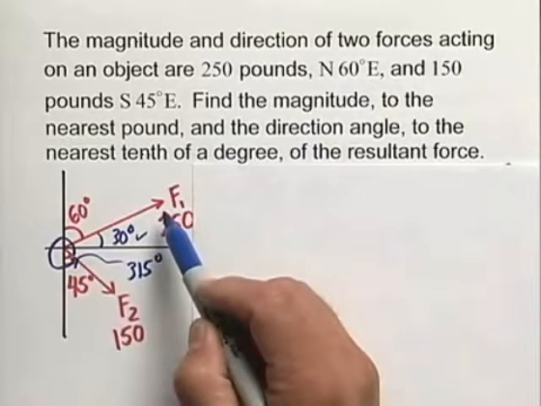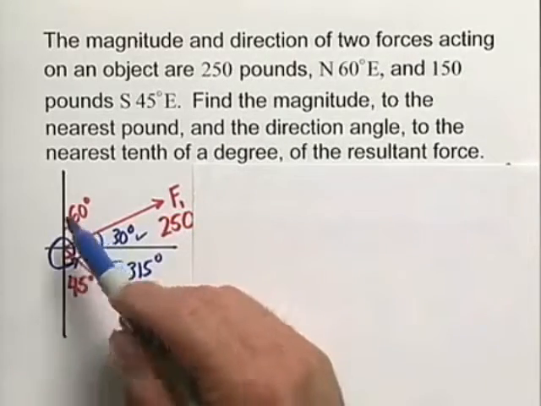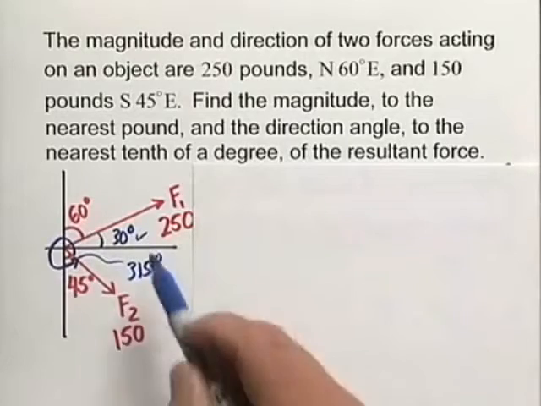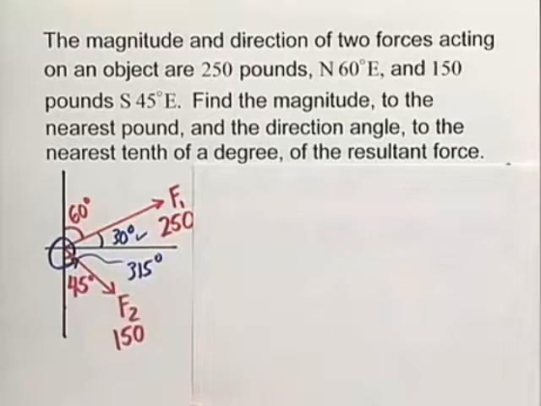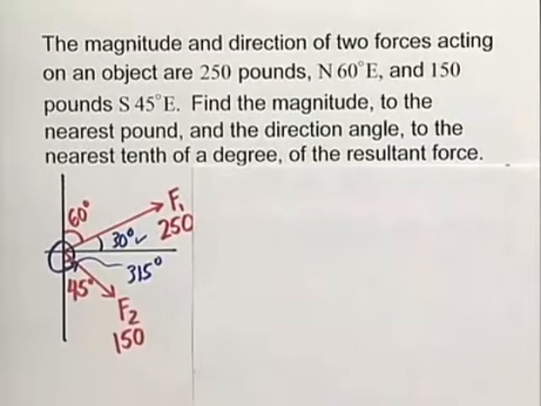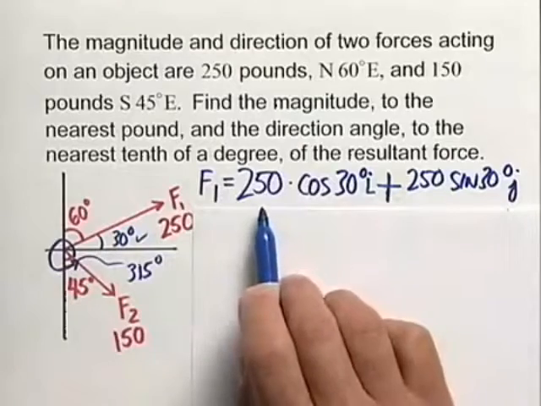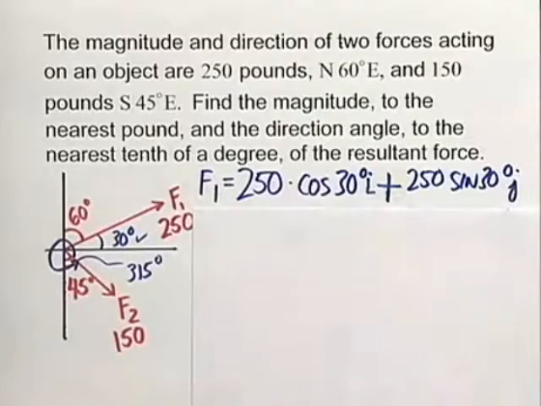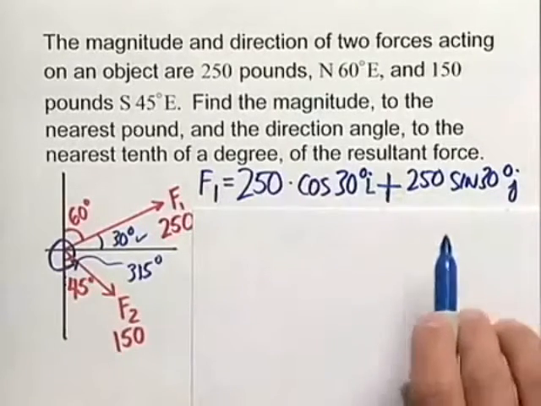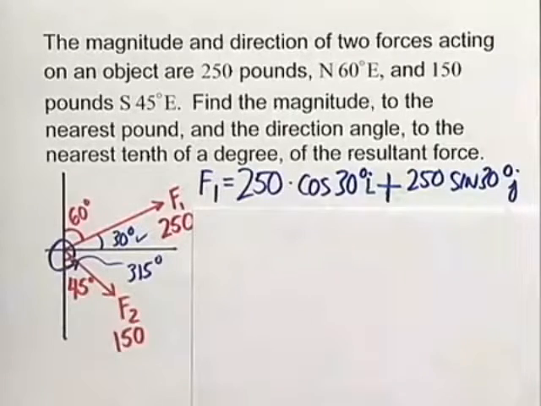All right, let's look at the first force. It's 250 pounds in the direction of north 60 degrees east, so I've drawn that here. Notice that creates a reference angle in the first quadrant of 30 degrees. So we use these values to represent our force as a vector, F1. So we have 250 times the cosine of 30 degrees i plus 250 times the sine of 30 degrees j.